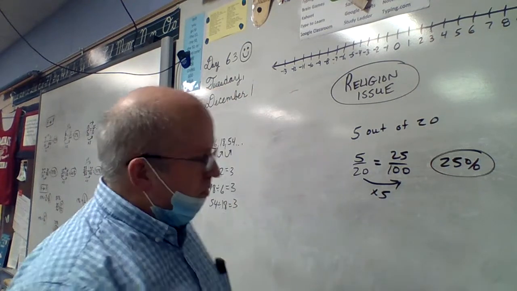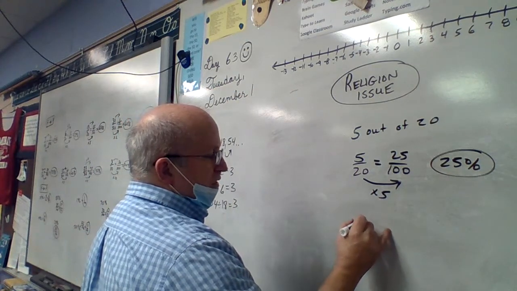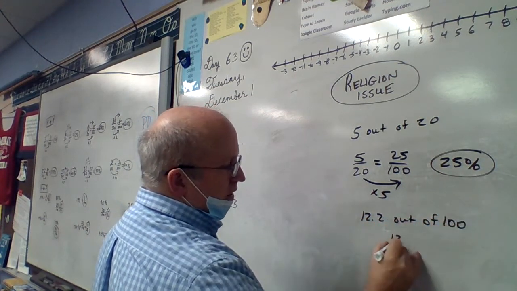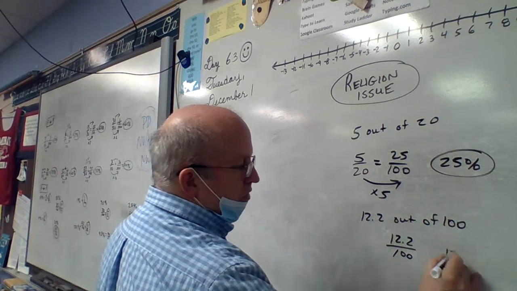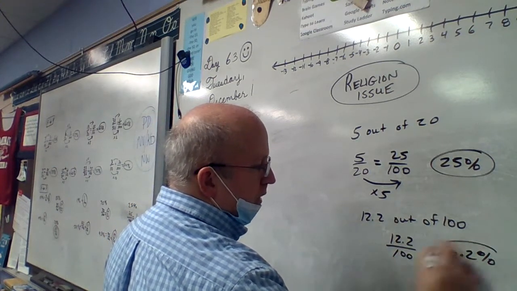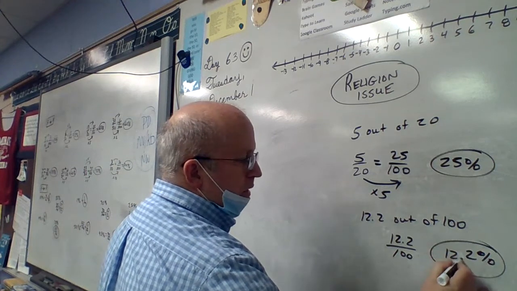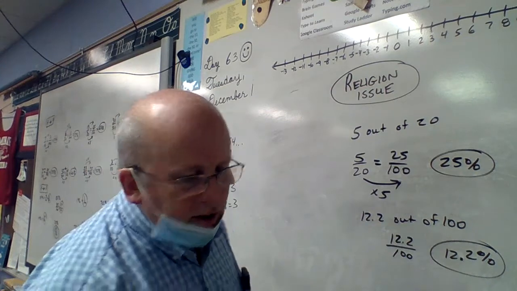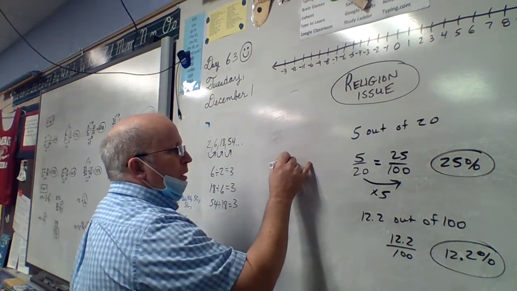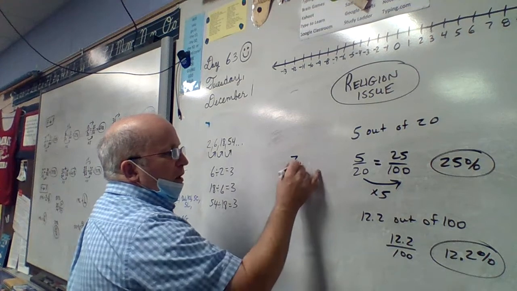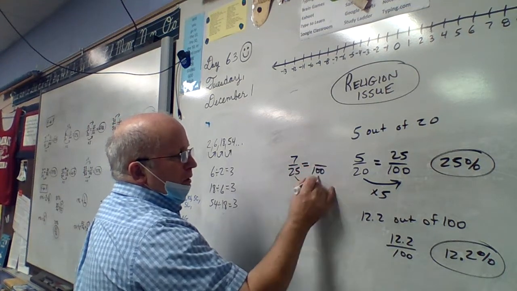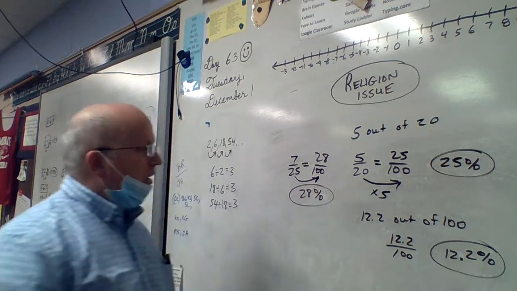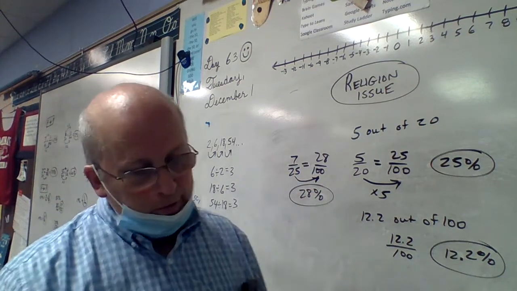How about number 4? I'm not going to do number 4, but what if it said 12.2 out of 100? I would write that as 12.2 over 100, which tells me that it's 12.2%, because percent means hundredths, doesn't it? How about number 5, which says 13/25, but I'm going to write it as 7/25. First, change it to hundredths. Then, hundredths means percent, so I write 28 hundredths as 28%.